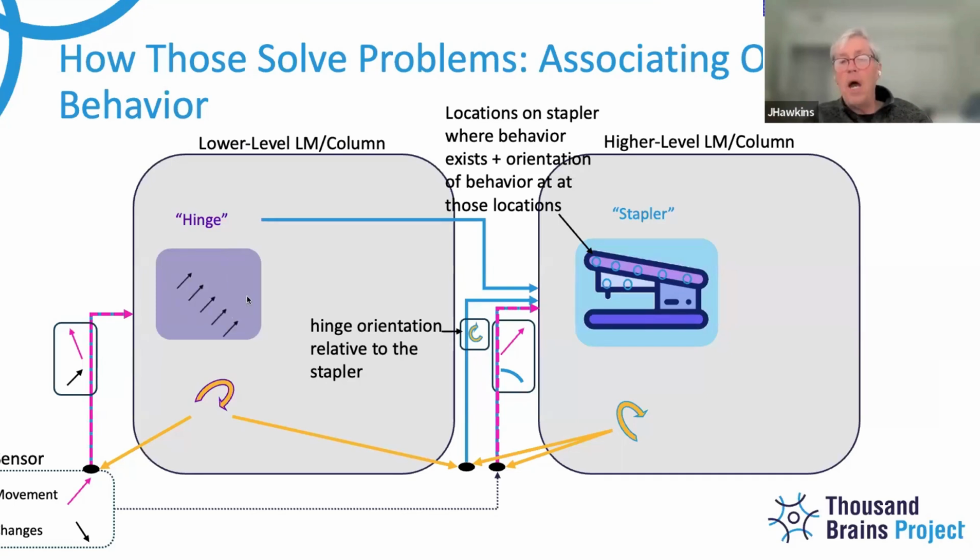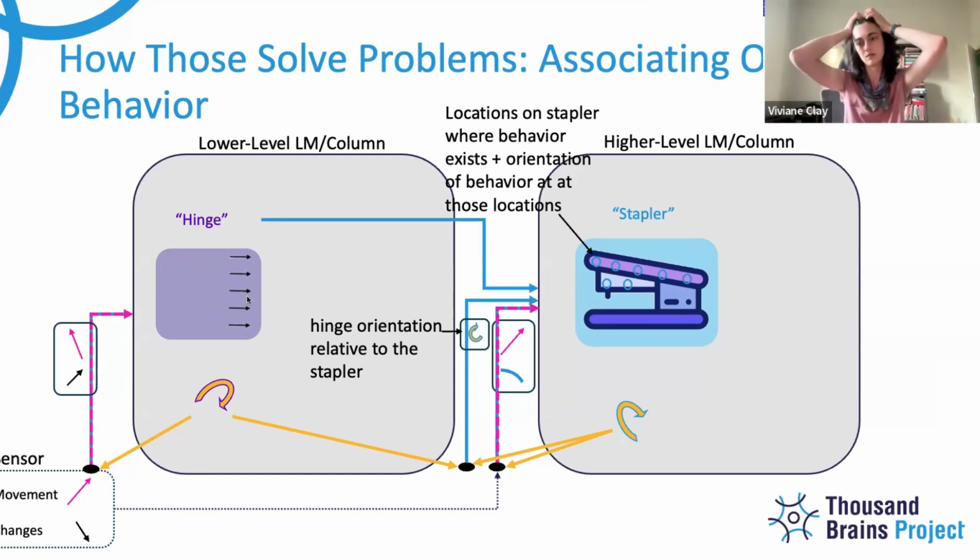And then I asked myself, well, why do I need to have a model of behavior in the lower column? The feature in the left column is just changing its position relative to it, but I don't necessarily need to learn the behavior there.